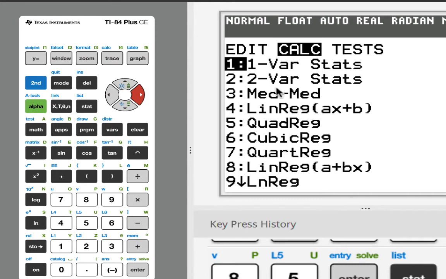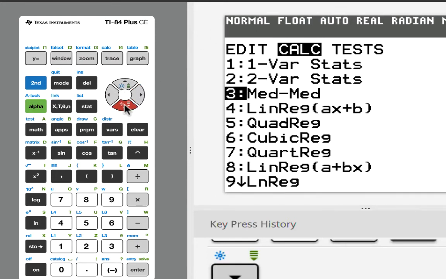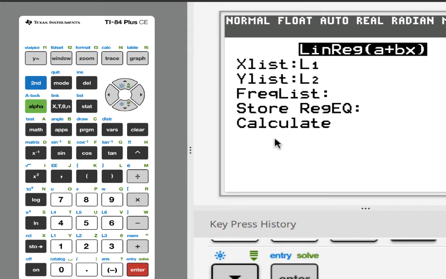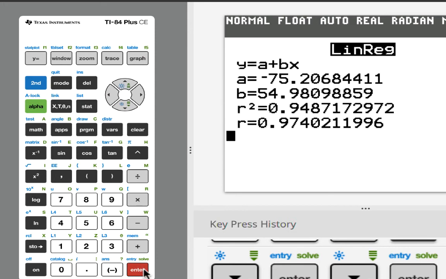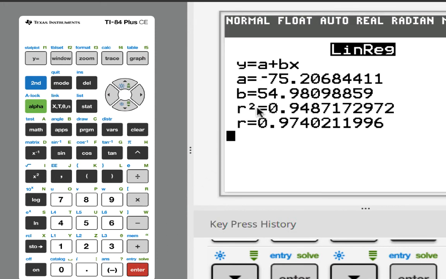So what you're going to do is take our cursor down to number 8, press enter. Now you have X list L1, Y list L2. You do not need to worry about the next two words here because that's not what we want to focus on. We want X list, Y list. Take our cursor down to calculate and press enter. Now notice it gives you R squared, A and B. And that's what we need.